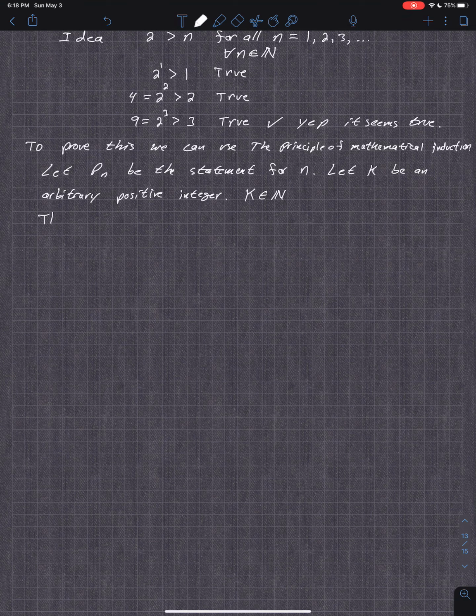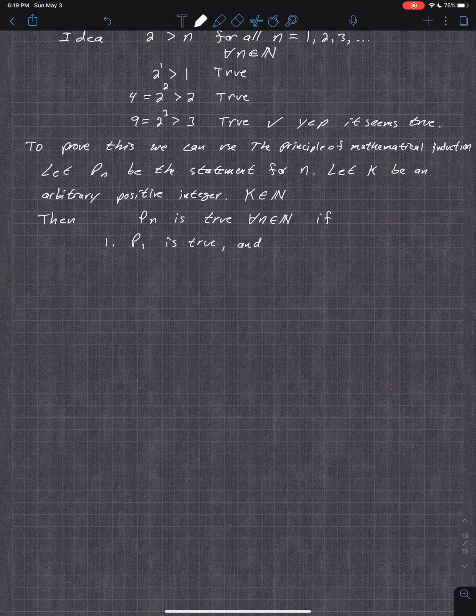Then the statement's this, basically. P sub n is true for all n in the naturals if two things happen. 1, P sub 1 is true, which we showed up here. P sub 1 would be like this, because it's a true statement. You substitute in 1, get a true statement, you're good. All right, so that's the first thing you do.